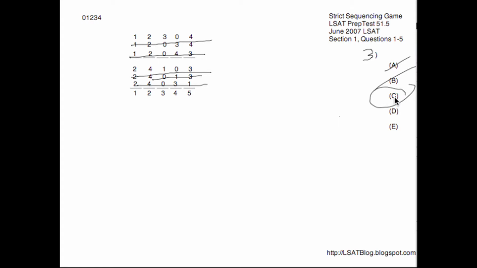I will go through D and E though. Must the 5th digit be 3? Happens in the bottom one, but not the top one, so D is gone. Then E, 5th digit is 1, happens in neither of these, so it's certainly not a must. So E is gone as well, leaving C.